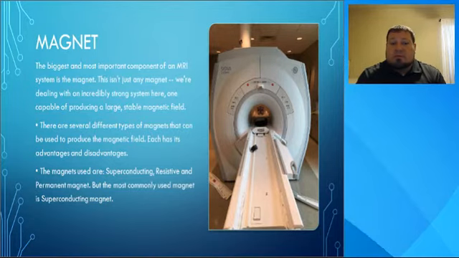There are several different types of magnets. There's superconducting, resistive, and permanent. The most commonly used magnet in MRI is a superconducting magnet.